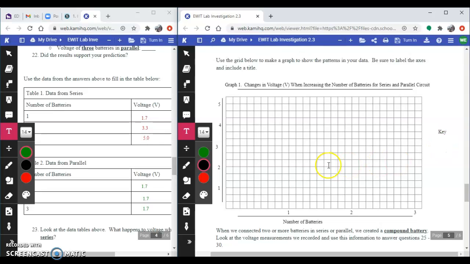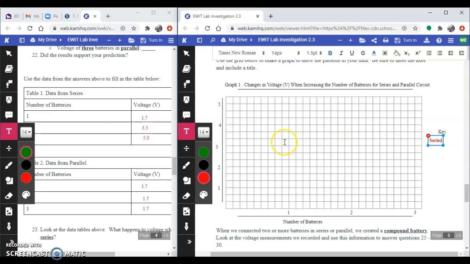And so since I have 2 data points that I need to plot, I'm going to plot the number of the series in red and the parallel in green. And you'll see that better in a second. So I'm going to say that red is for series. I'm going to make this bold.